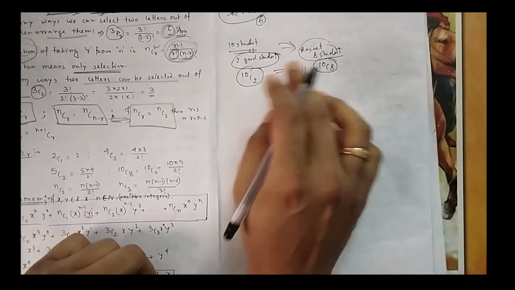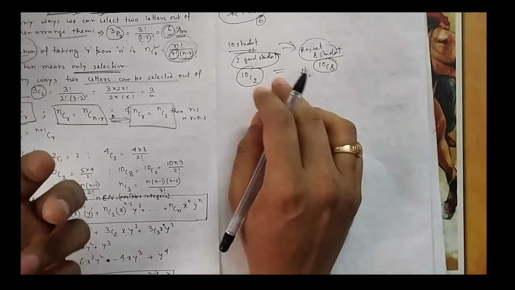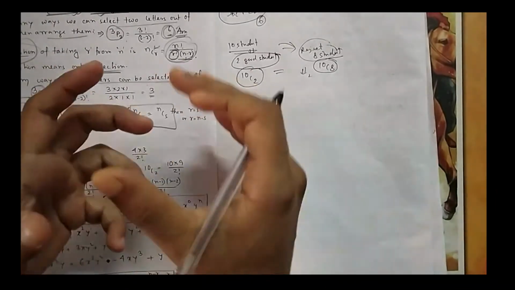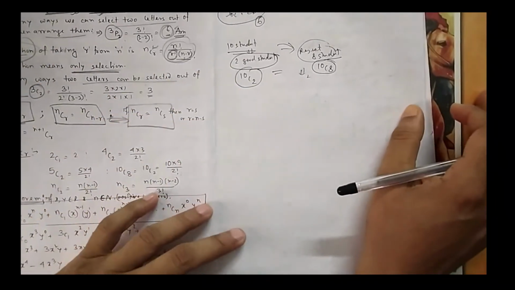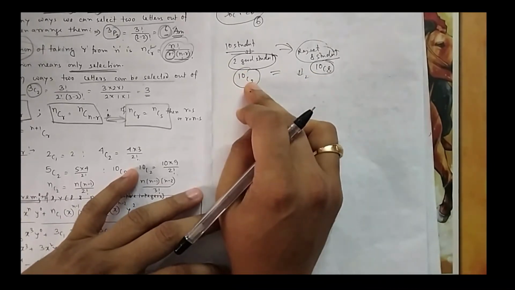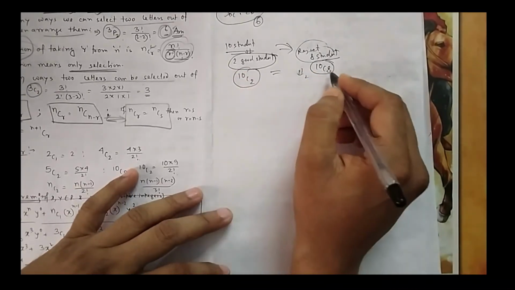Therefore if you compute the answer, both will give you the same answer because both ways are possible. The total number of ways should be the same because it is the same work that you are doing in different ways. So the answer will remain the same. This is the beauty of nCr, the good property. So 10C2 and 10C8 are both the same.